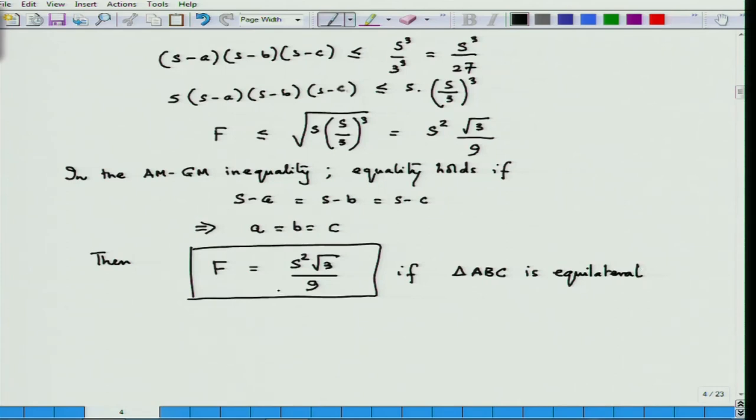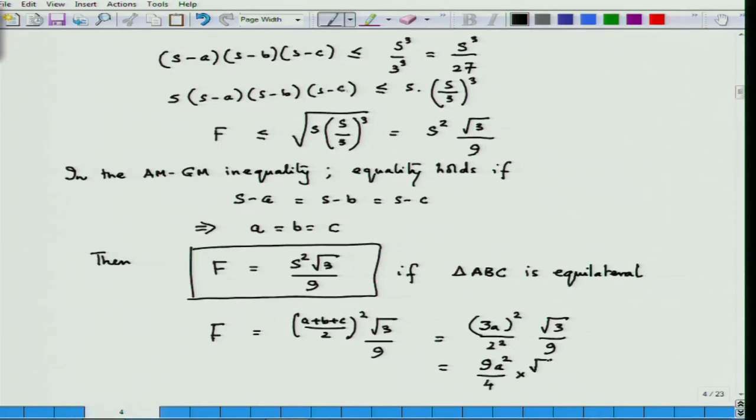That is, you can write if S is A plus B plus C by 2. So, if A is equal to B is equal to C, you can write F as, what is S? S is A plus B plus C by 2, whole square into root 3 by 9. But now A is equal to B is equal to C. So, let me just write 3A whole square by 2 whole square into root 3 by 9, which is 9A square by 4 into root 3 by 9. So, it is nothing but A square into root 3 by 4. So, this is a neat answer.